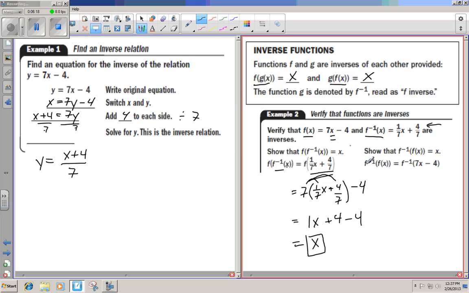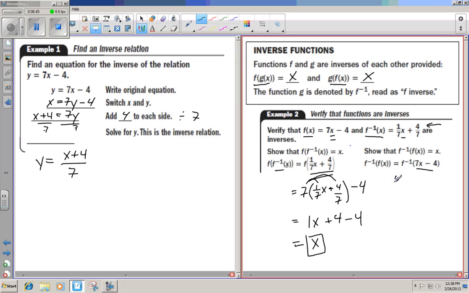We have to find the f inverse of f of x. So f inverse of 7x minus 4. I just took this and plugged it in. So now we look at the inverse function and we plug 7x in for it. So let's take a look. Here's the inverse function. Here's an x.